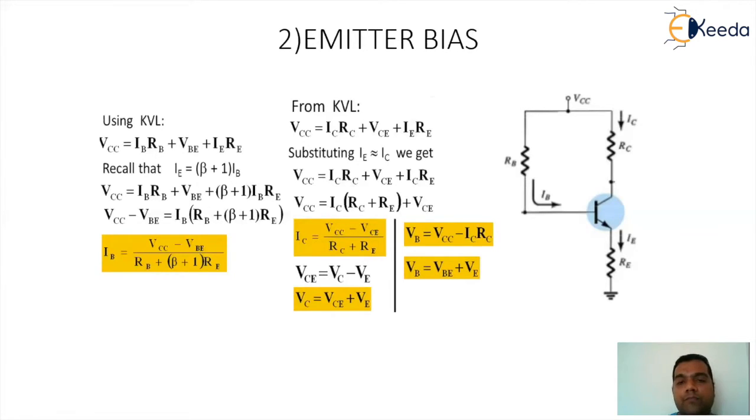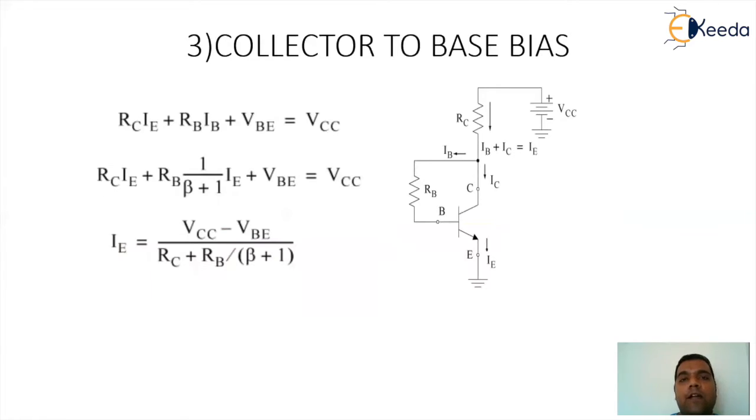Now, when we go for the next logic of collector to base bias. In collector to base bias, we have a resistor present between the collector terminal and the base terminal. Here we need to understand an important point. The current coming from the top is defined as IC plus IB, because at the node it is going to split independently into IB and IC.